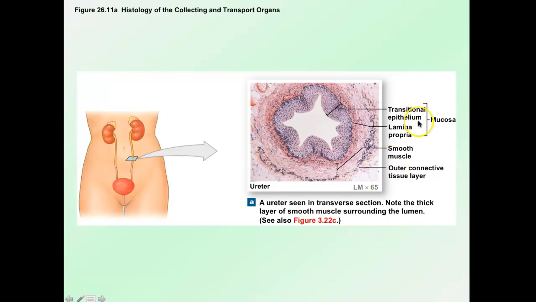So the pelvis and the calyces also have some transitional epithelium, but you want to know that the ureter has transitional epithelium, and smooth muscle squeezes with peristalsis, right? Peristaltic contraction squeezes the urine into your bladder. So even if you were upside down, urine would still get into your bladder because it's not gravity that pulls it down. It's the peristalsis.